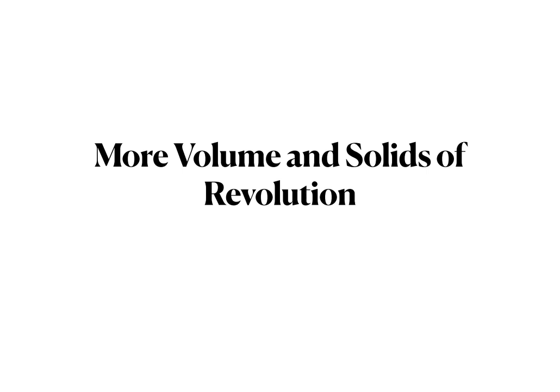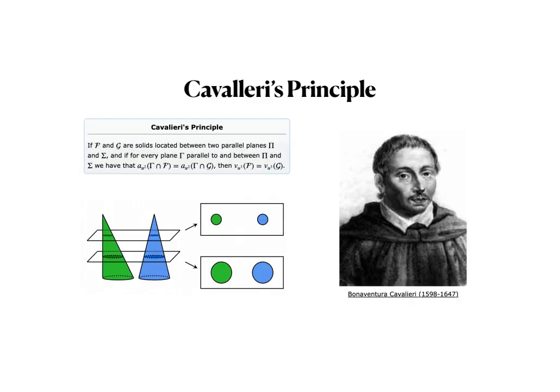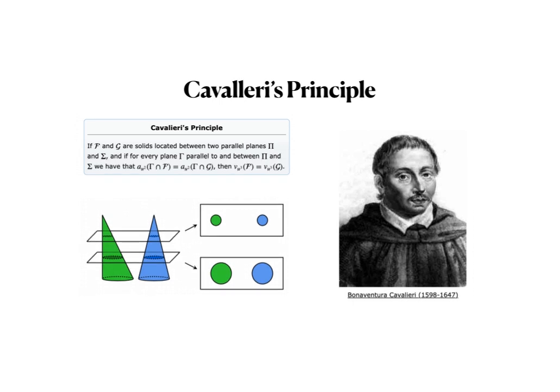Today we're going to talk about volume again and also solids of revolution. So Cavalieri's principle says that if you have two objects with cross sections that have equal area throughout the entire figure, then their volumes are going to be equal. It seems obvious, but it's going to have some really nice implications as we try to prove the formula for the volume of a ball.